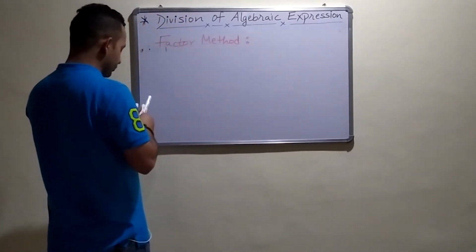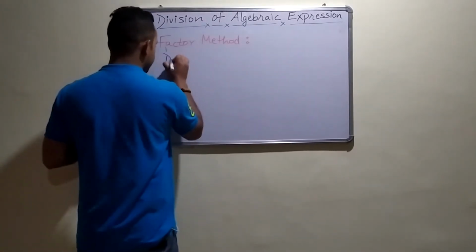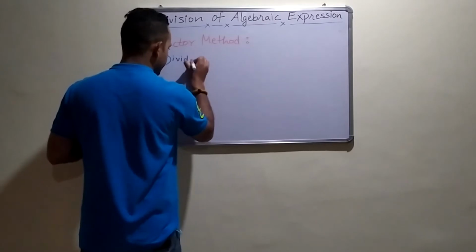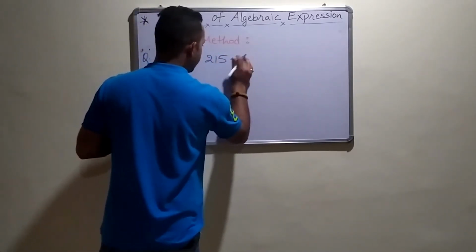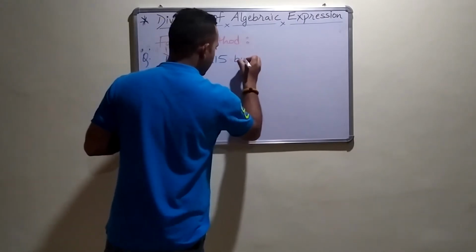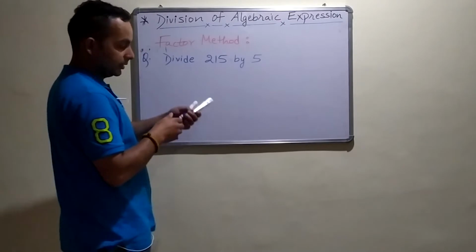Okay, so suppose if I divide 215 by 5, so I'm going to solve it with the factor method.